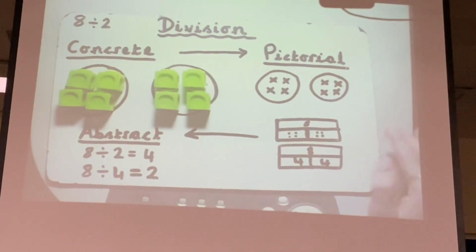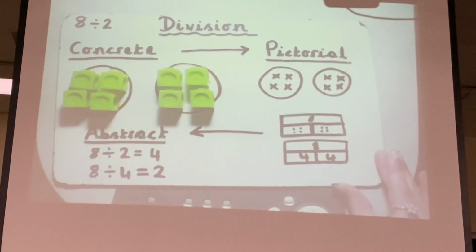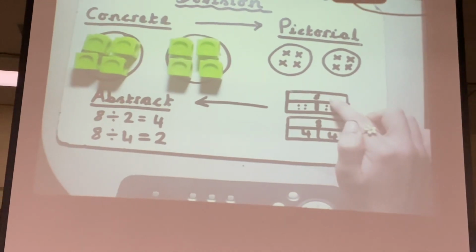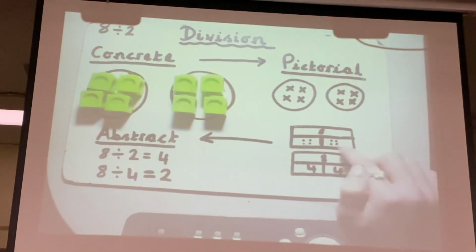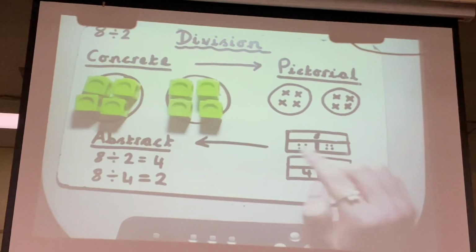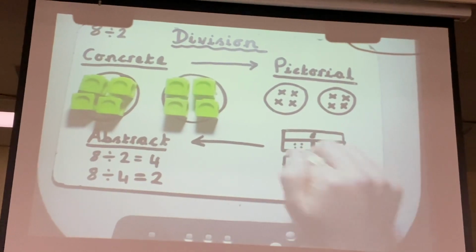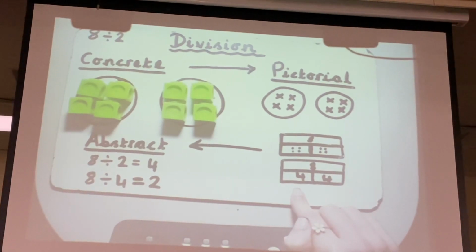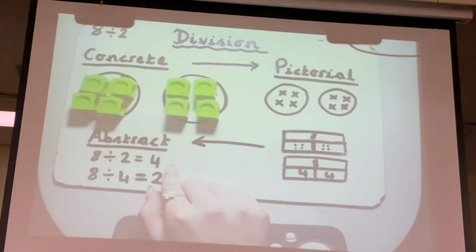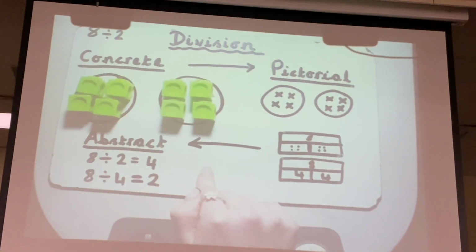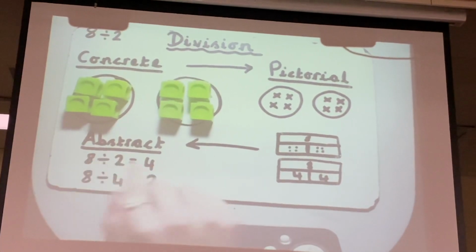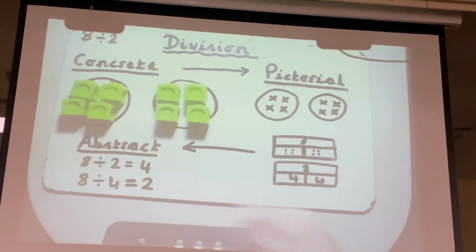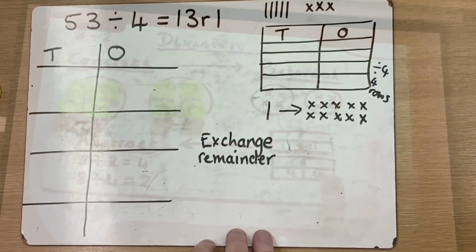Another pictorial way of doing it is using bar models. If they had 8 as their whole number at the top, they're going to share it equally into 2 groups, so 2 parts, and they're going to go 1, 2, 3, 4, 5, 6, 7, 8. I've got 4 in 1 part, and they're equal parts. Then moving on to the abstract, they know that 8 divided by 2 equals 4, and they also realise that if they know 8 divided by 2 equals 4, then 8 divided by 4 equals 2. That would be the same for 5s and 10s.